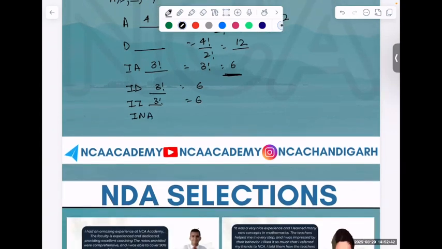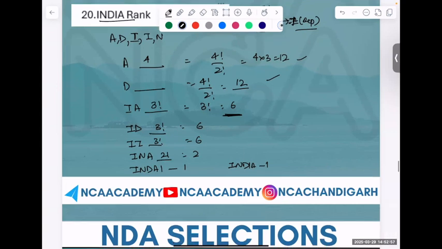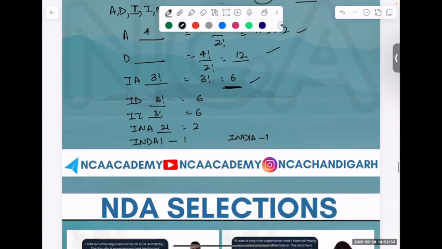IN के बाद क्या आएगा? A, which is 2 factorial, 2. IND, IA, 1. INDIA, 1. 12 plus 12, 24. 24 plus 6, 30. 30 plus 6, 36. 36 plus 6, 42. 44, 45, 46.